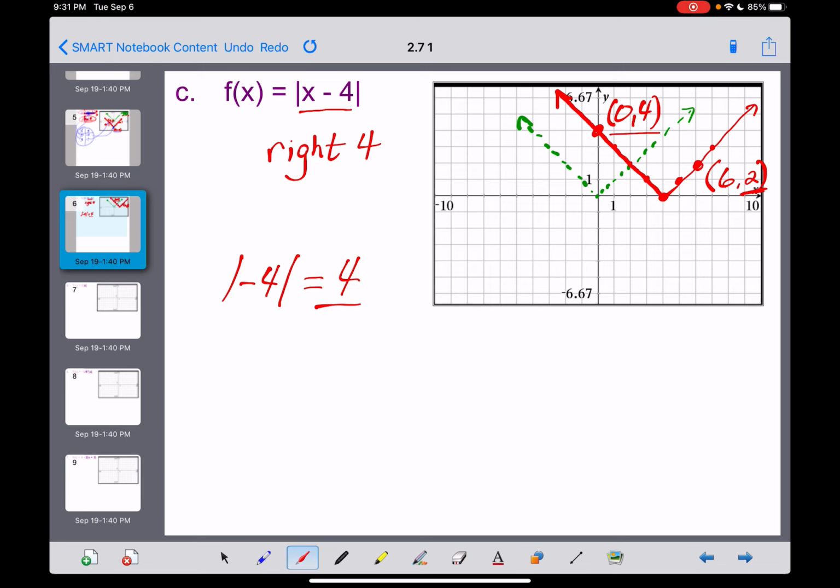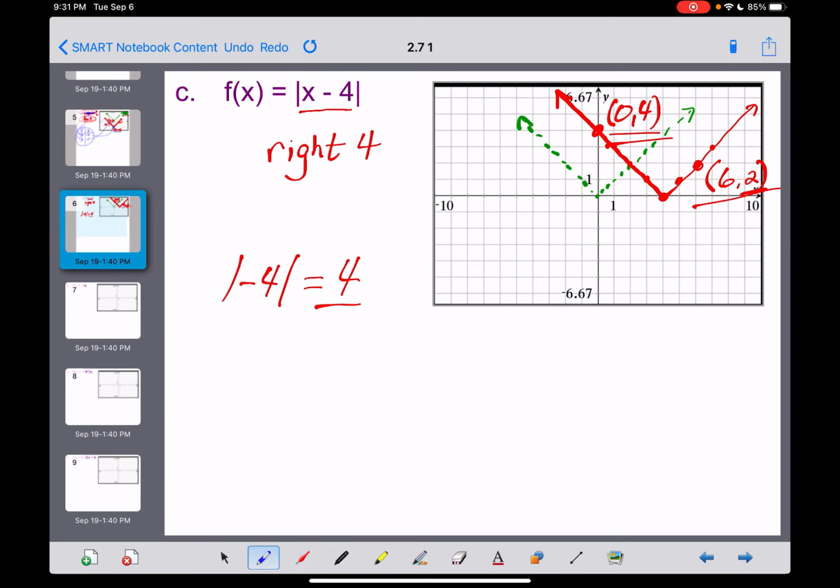And guys, as a general rule of thumb, if you tried 1 point on the right ray and 1 point on the left ray and they both work, there's like a 99.9% chance that you got the whole thing right. Okay, so that's what's going on here.